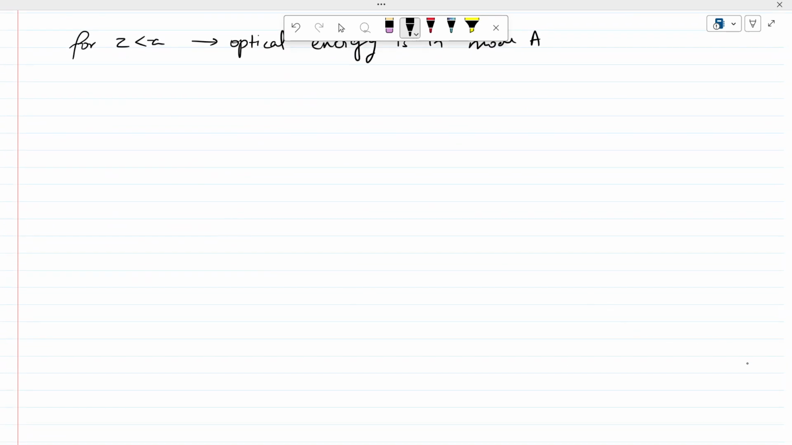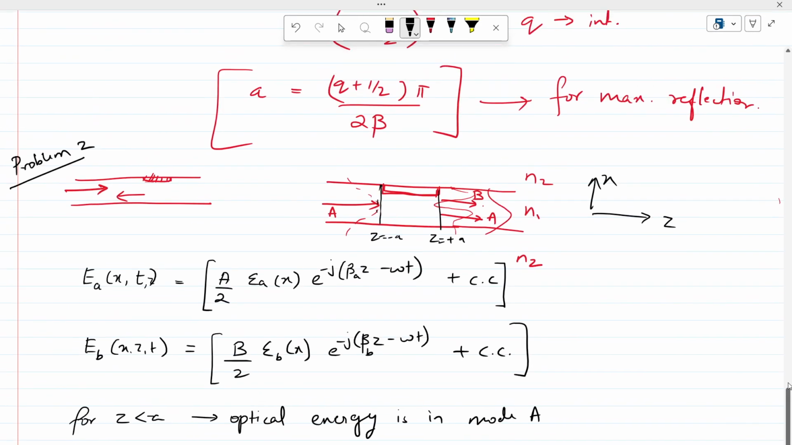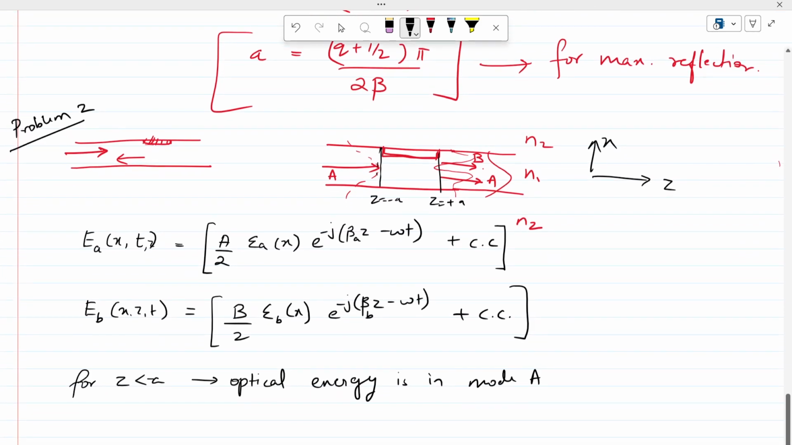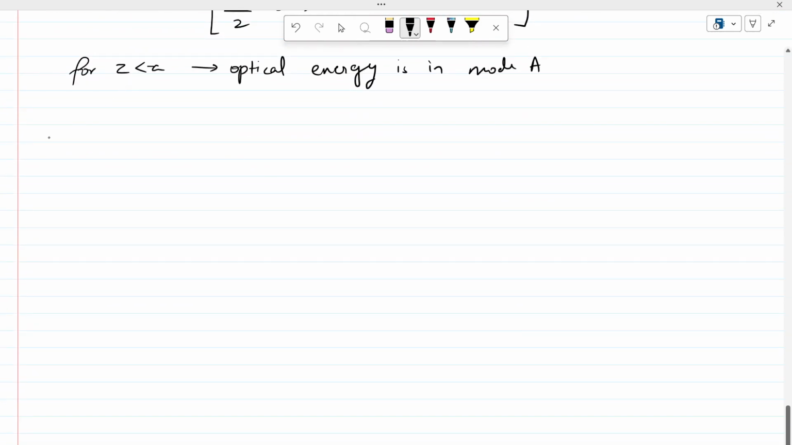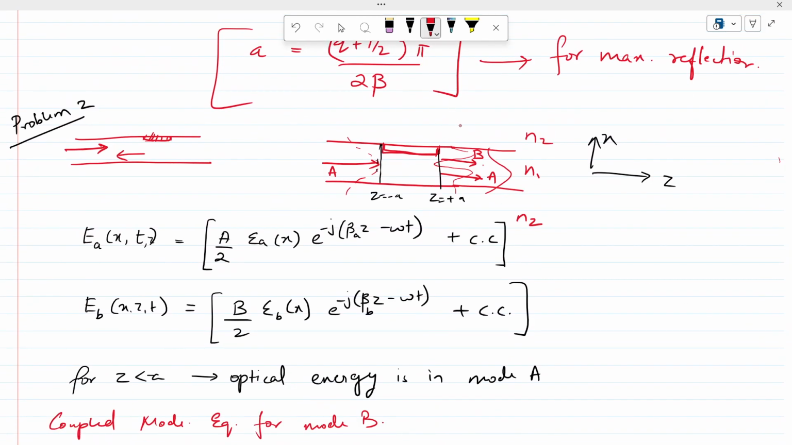So what do I want to find now? I want to find how much energy got coupled into mode B. So for that I need to write the coupled mode equations for mode B. Again the same thing, dou B by dou z. Now we are assuming that mode B is also forward propagating, so we only need the information for the forward propagating mode.